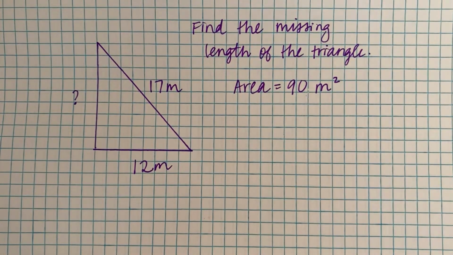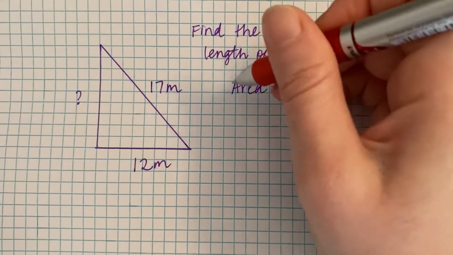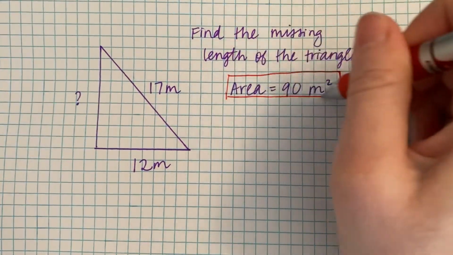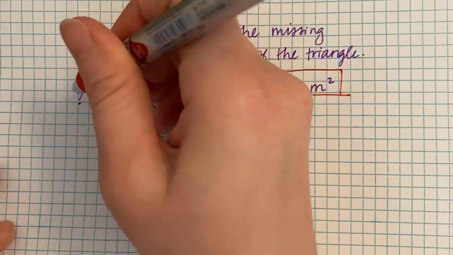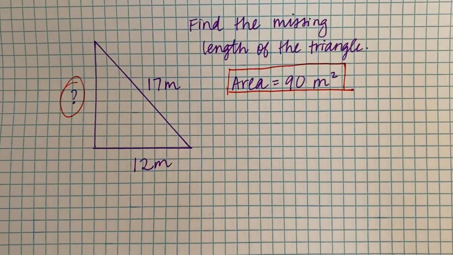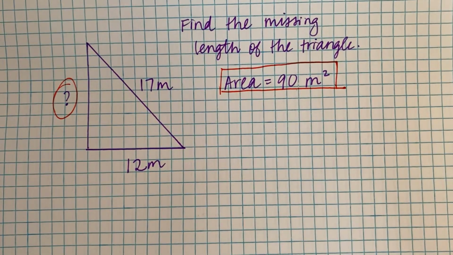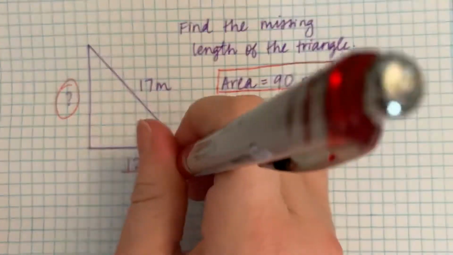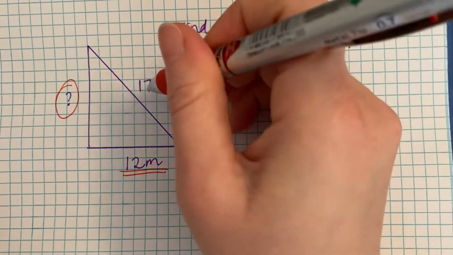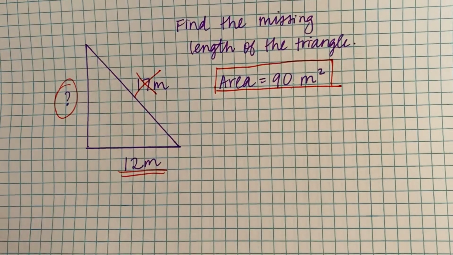Here we're asked to find the missing length of the given triangle, and notice that we're given the area, and we need to work backwards in order to find this missing, I guess you could call it the height of this triangle, right? So notice we're given the base. We are also given the 17 here, that is that slanted length of the triangle.